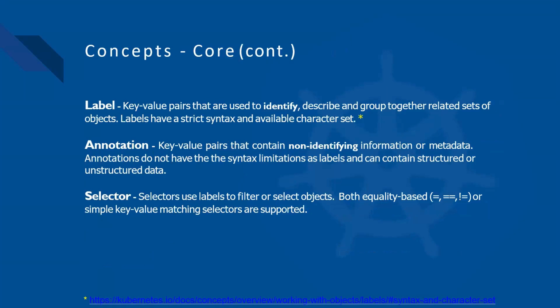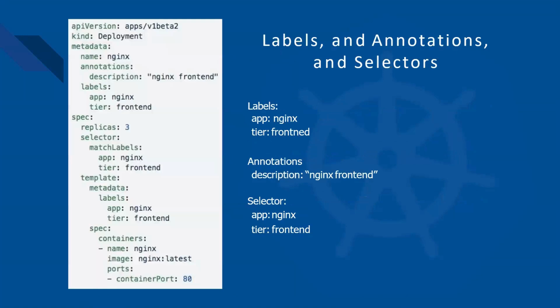Label, another important concept. Labels are key-value pairs used to identify, describe, or group together a related set of objects. Labels have strict syntax and character limits. Annotations contain non-identifying information as metadata. Annotations do not have syntax limitations like labels and can contain structured or unstructured data. Selectors: selectors use labels to filter objects, with equals, double equals, and not equals on the key-value pair. Okay, important one.